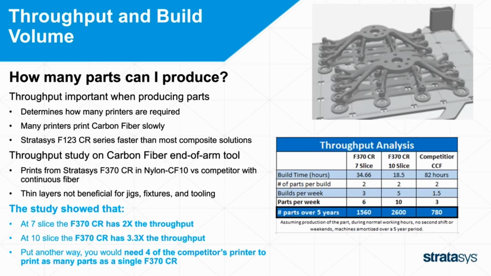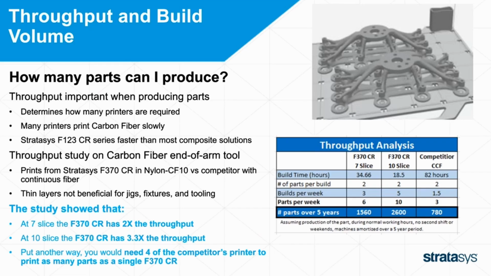When we do a throughput analysis, you can look on the right. We track build time, number of parts per build, builds per week, and parts per week. What we basically said is, hey, I've got one shift. I'll start a print, and when that print's done, I'll start another print, and I'm only working 8 hours a day, 5 days a week. How many parts can I get off that printer?